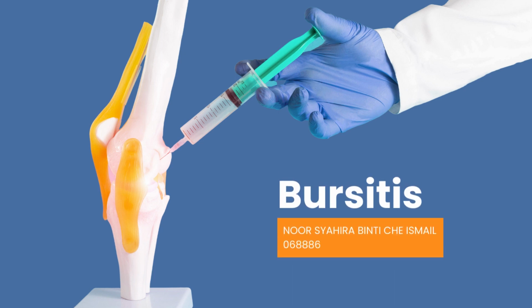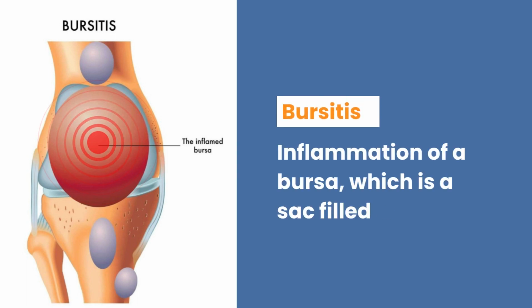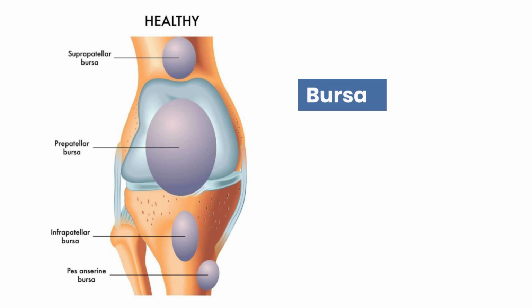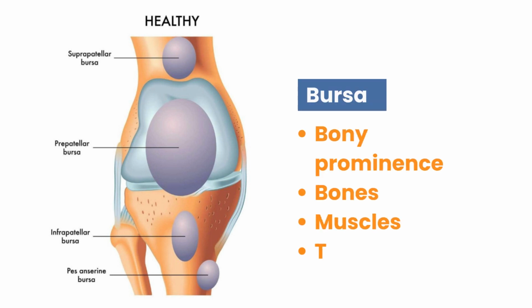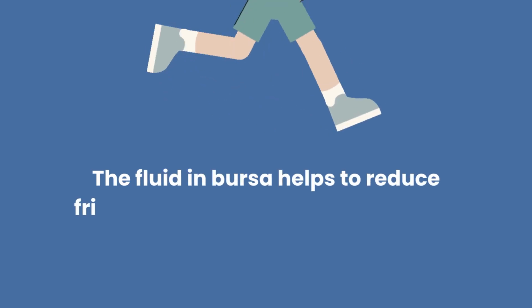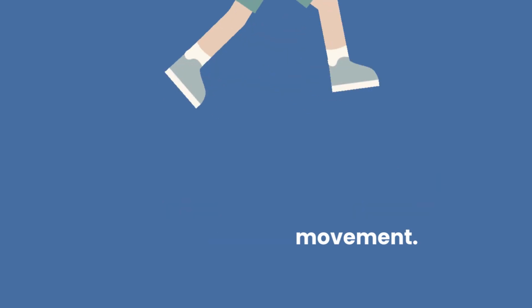Hello. Today we are going to learn about bursitis. Bursitis is an inflammation of a bursa, which is a sac filled with synovial fluid. Bursae are located near bony prominences and between bones, muscles and tendons. The fluid in a bursa helps to reduce friction between moving tissues and facilitate smooth movement.